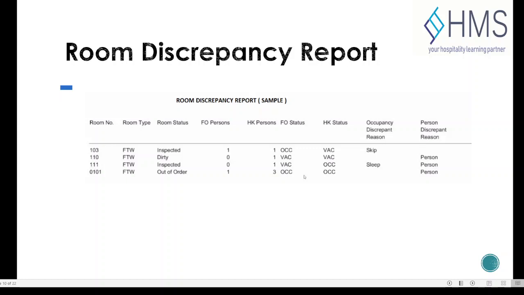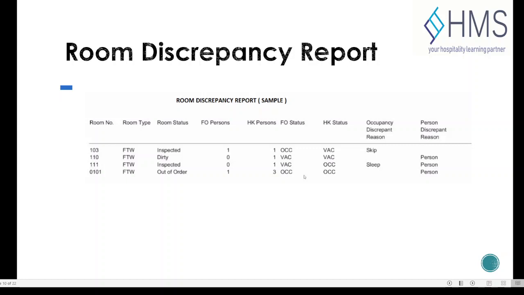Hmm. Basically, front office is the one who makes a lot of mistakes because the housekeeping goes personally and checks. So, yeah, that is the one. Okay. Yes.